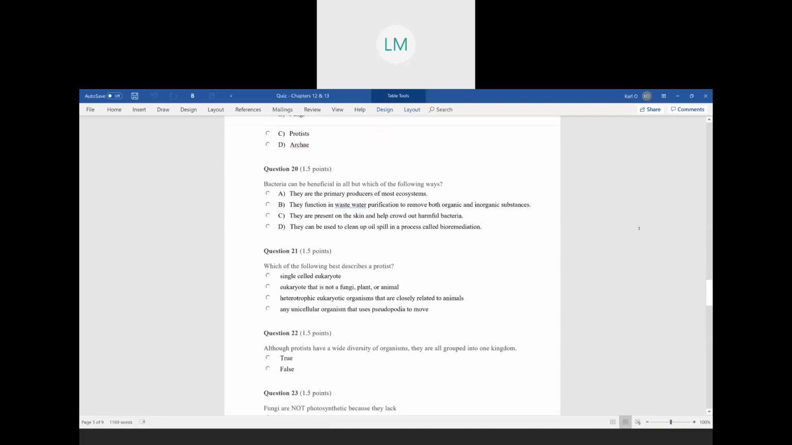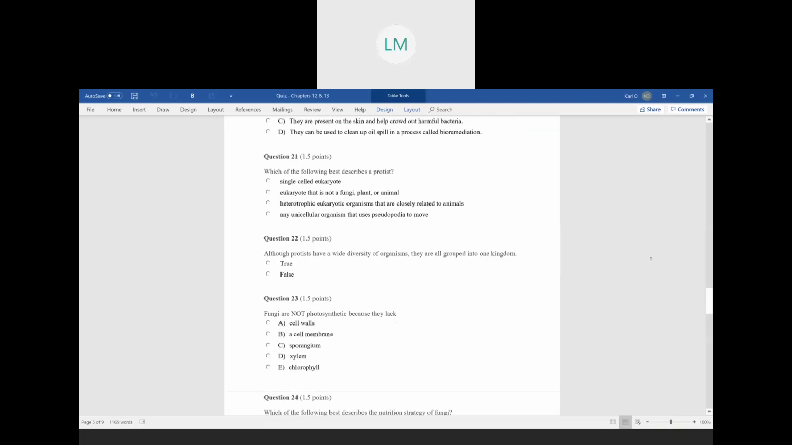Question 20. So bacteria can be beneficial in all but which of the following ways? So the first one here, they are the primary producers of most ecosystems. That does not sound right, because those primary producers are going to be things that are photosynthetic. They function in wastewater purification. We did talk about that. That's true. They're present on the skin. That's true. They can be used to help clean up oil spills. That's true. Those are all three things that we talked about. So A is going to be the correct answer here.